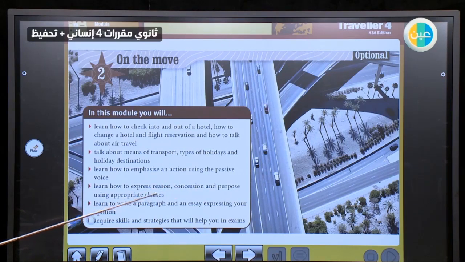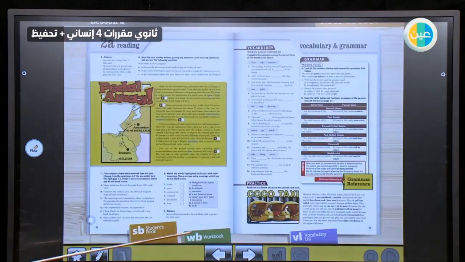Clauses are not a full sentence. We will discuss later. Learn to write a paragraph and an essay, which is a type of writing, expressing your opinion. Acquire skills and strategies that will help you in the exam. Let's move together to the next page.